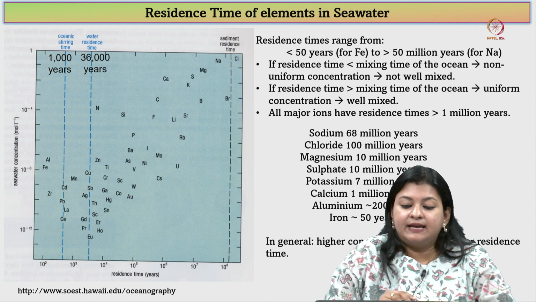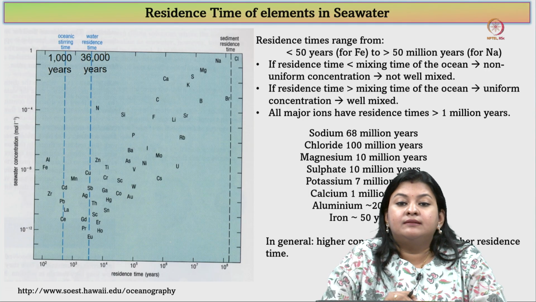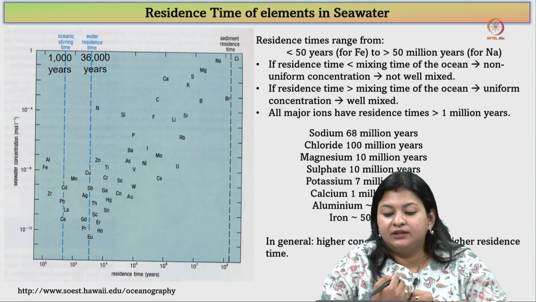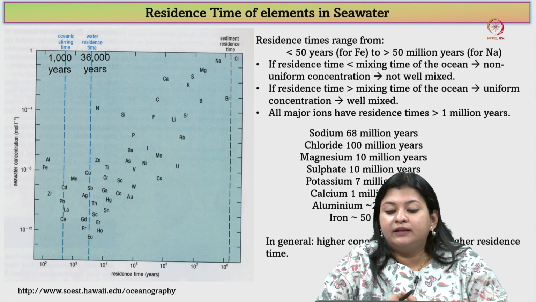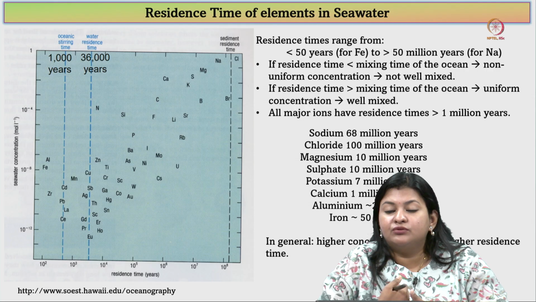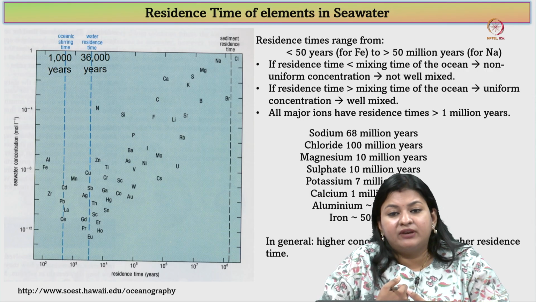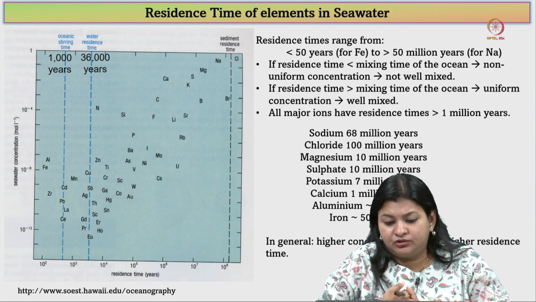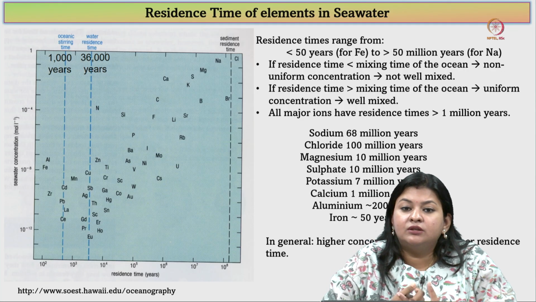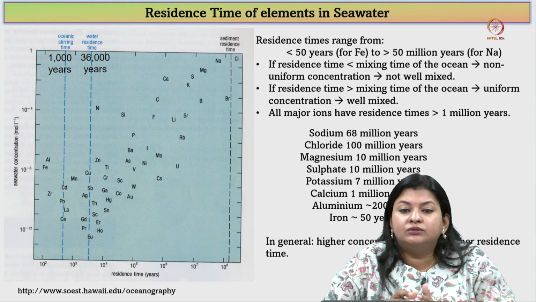The residence time can range from less than 50 years, for instance for iron, to more than 50 million years for sodium and chloride. These have a very, very long residence time in the ocean. So, what if the residence time is lower than the mixing time? What is the mixing time of the ocean? The mixing time of the ocean is around 1000 to 2000 years.